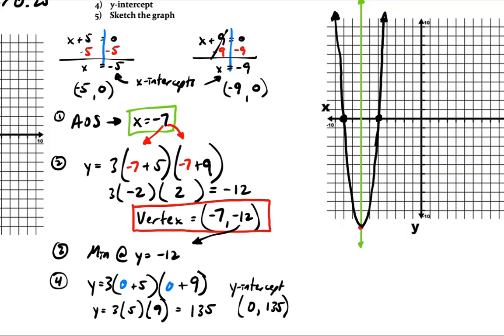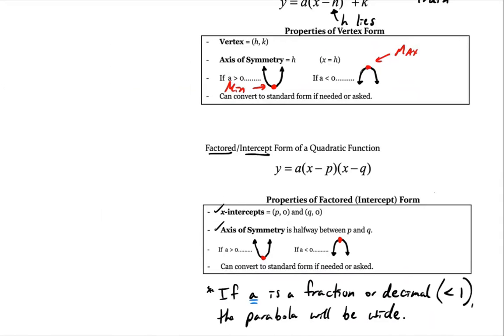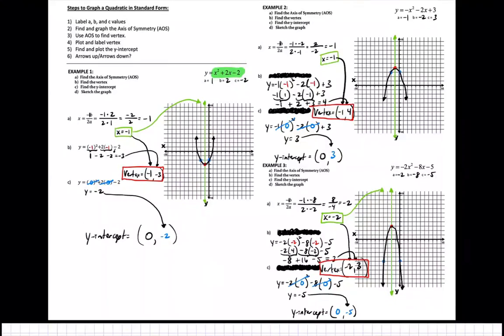So we have 3 forms that we've graphed now: standard form, vertex form, factor form. Anytime it's asking you anything about a graph, the first thing you have to know is which form it's in. Is it in standard form, vertex form, or factor form? Once you know that, you can follow these steps that we just did here, or the steps that we did on Monday. We also have these too, that we did on Monday. That's for standard form.